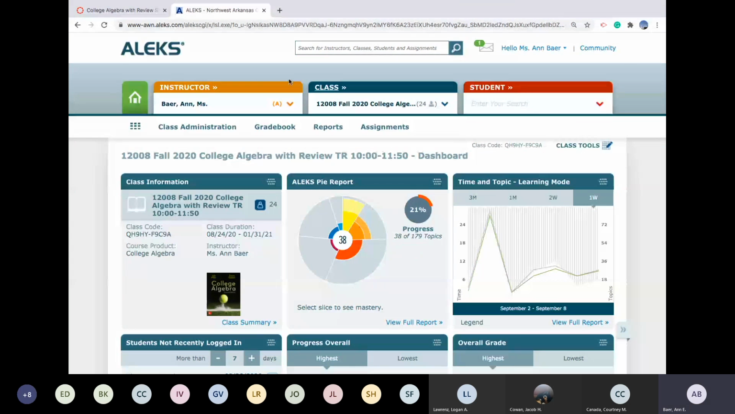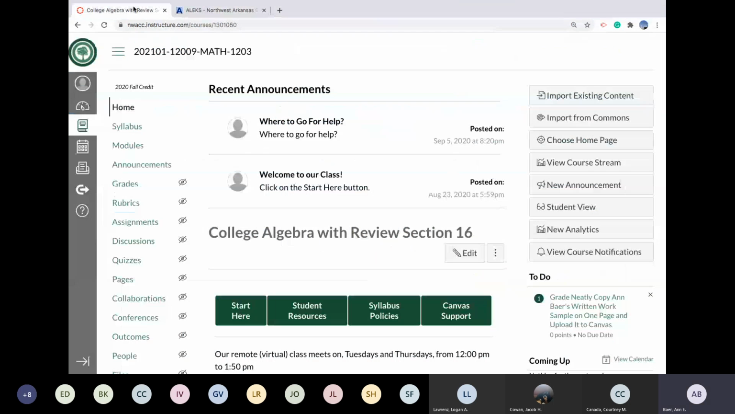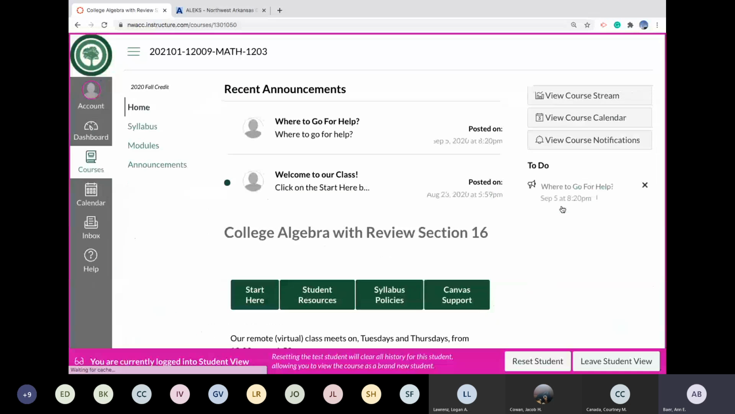So let's see over here. I want to look at Canvas for a bit. I want to go into the student view because I want to make sure we're seeing what you're going to see.